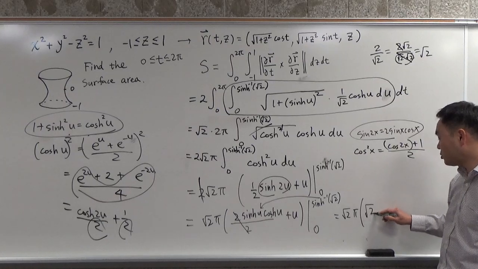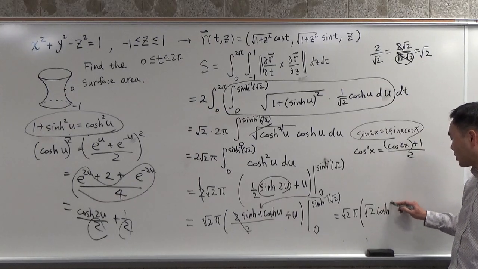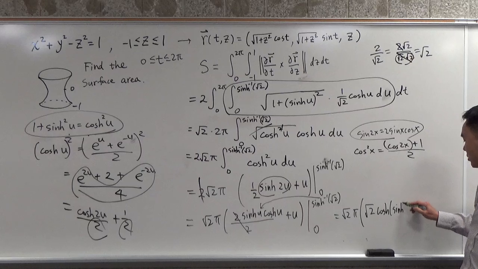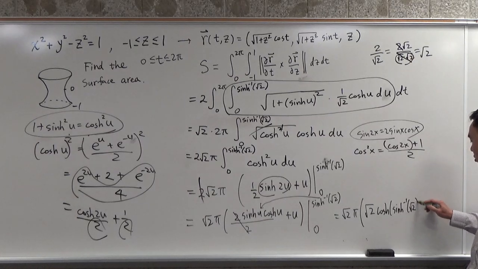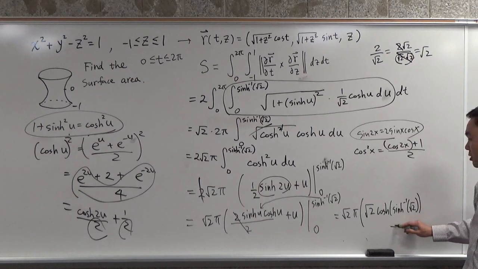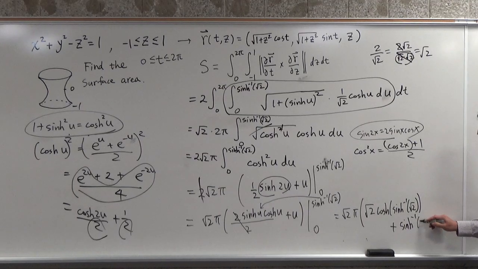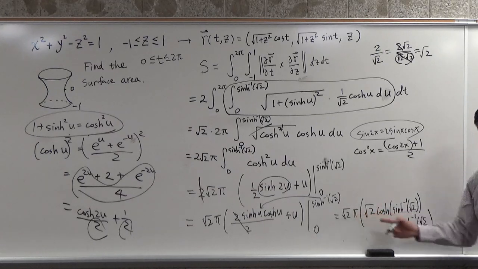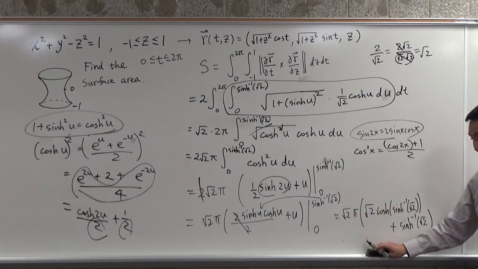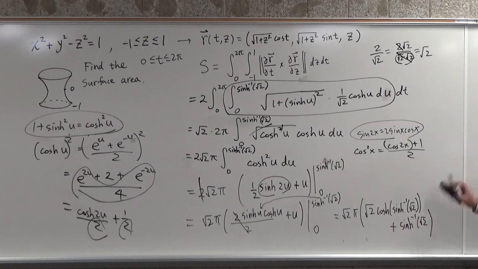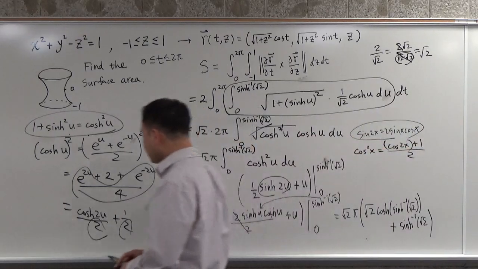So it's going to be square root of 2 pi, square root of 2, cosh of sinh inverse of square root of 2, and then plus sinh inverse of square root of 2, all inside this parenthesis where you multiply square root of 2 pi. Okay. So that's the answer.